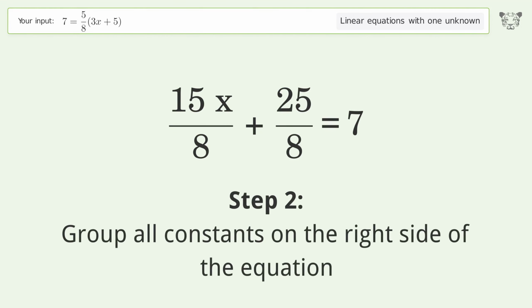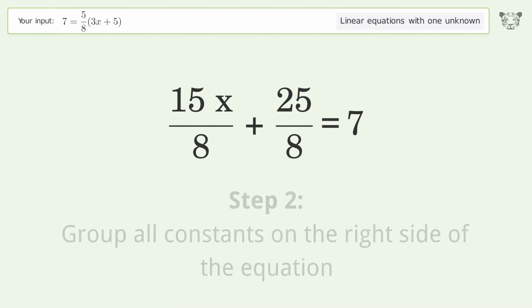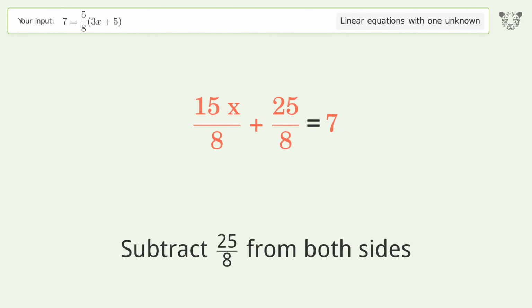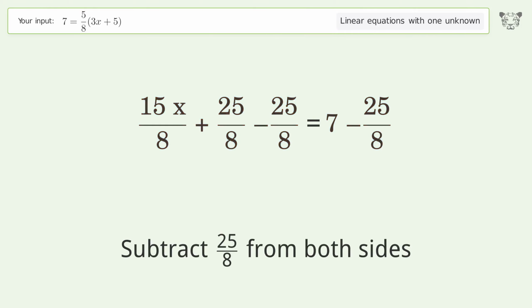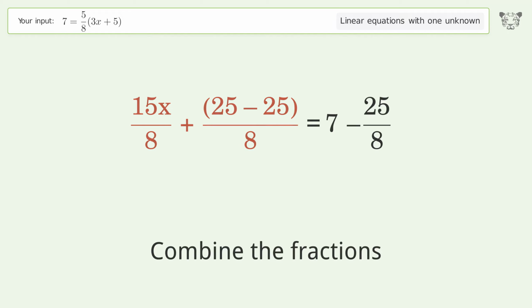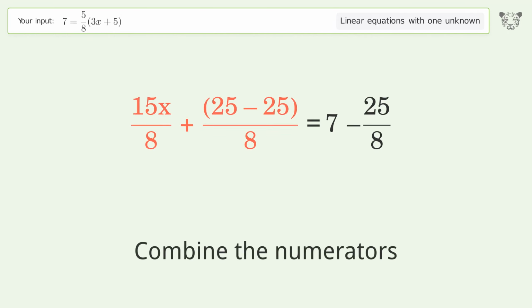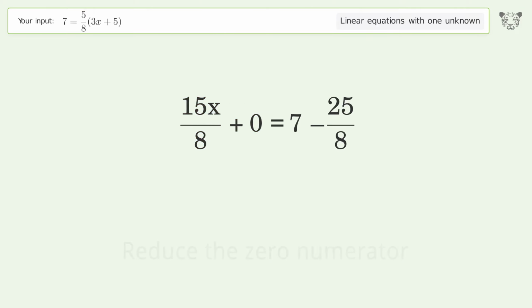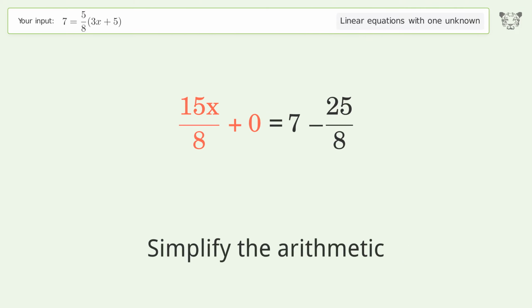Group all constants on the right side of the equation. Subtract 25/8 from both sides. Combine the fractions. Combine the numerators. Reduce the zero numerator. Simplify the arithmetic.